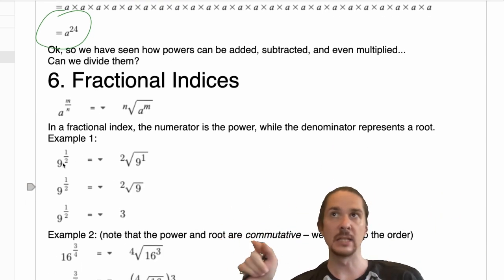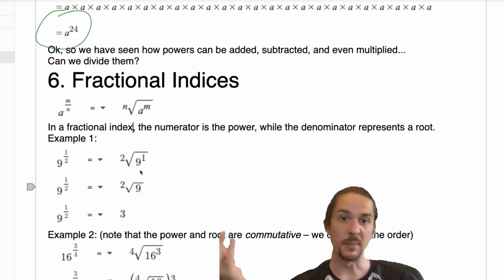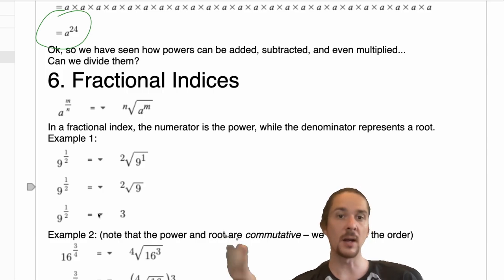If we have 9 to the power of 1 over 2, that's the square root of 9 to the power of 1. Now, 9 to the power of 1 is just 9. So the square root of 9 is 3. 9 to the power of a half is 3.